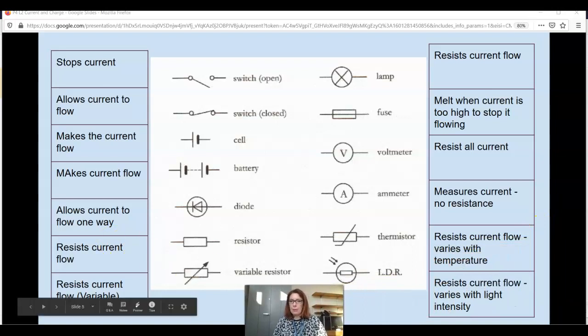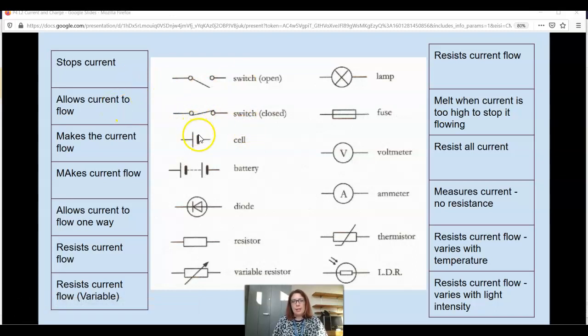So here we've got a switch. An open switch would stop current. A closed switch would allow current to flow. A cell is the power supply of the circuit, so that makes the current flow, and we'll talk about how it does that in a bit. And then a battery is more than one cell, and so that would also make the current flow.